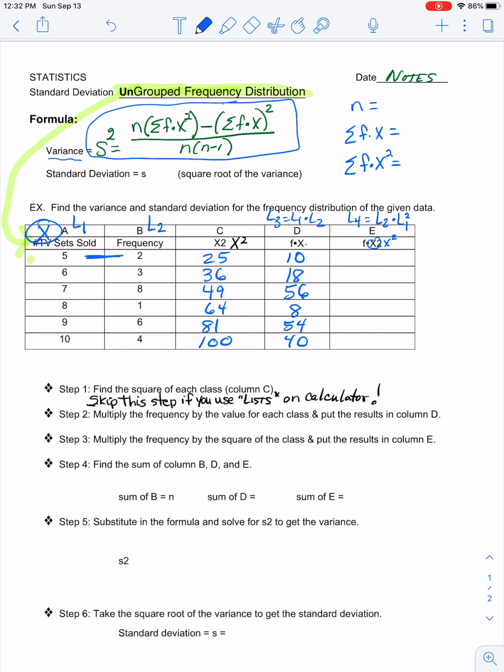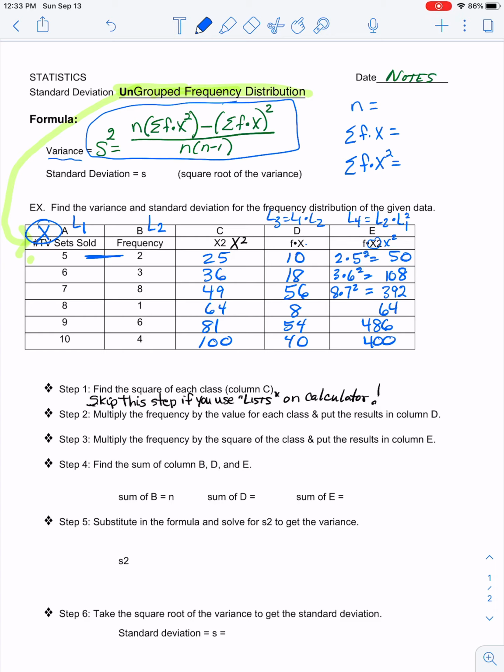And then finally, we want to do frequency times x squared, like the 2 times the 5 squared, or the 3 times 6 squared, which would be 108, and so forth, 8 times 7 squared. You just want to be careful you're picking out the right number to square. A common mistake is you square them backwards and then the numbers don't jive. So there's filling in the columns.